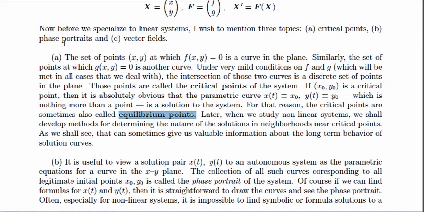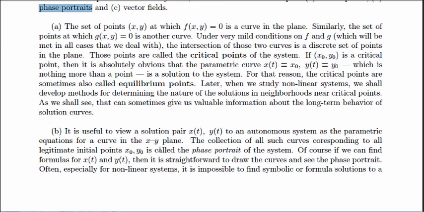Okay, that's A. Now B, phase portraits. So it's useful to view a solution pair, x(t), y(t), to an autonomous system as parametric equations for a curve in the xy plane. The collection of all such curves corresponding to all initial data is called the phase portrait of the system. Of course, if we can find formulas for x of t and y of t, then it is straightforward to draw the curves and to see the phase portrait.